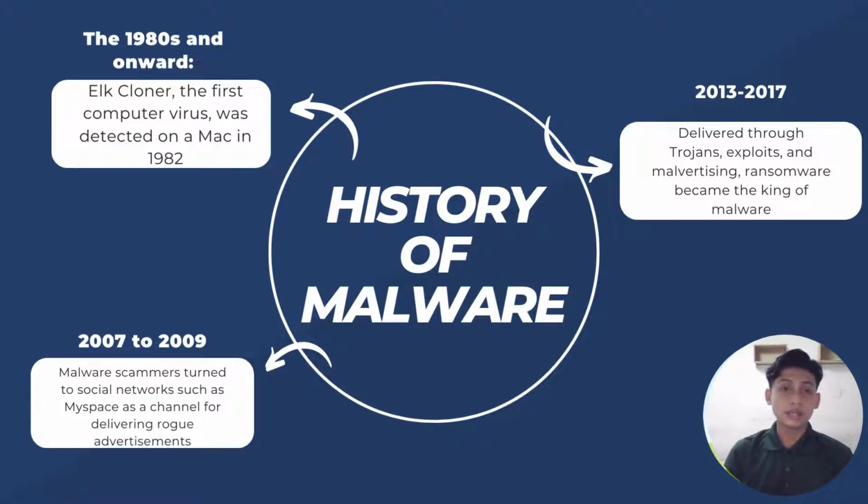From 2007 to 2009, malware scammers turned to social networks such as MySpace as a channel for delivering rogue advertisements linked to phishing pages and malicious applications. After MySpace declined in popularity, Facebook and Twitter became the preferred platforms. From 2013 to 2017, delivered through Trojans, exploits, and malvertising, ransomware became the king of malware, culminating in harsh outbreaks in 2017 that affected businesses of all kinds.